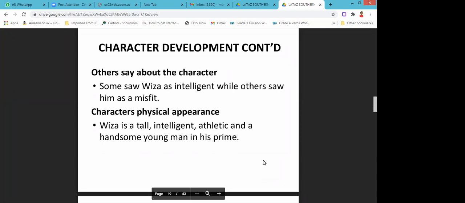Then we look at a character's physical appearance. So, what a character looks like is important, and the author will give details for us to have a visual picture of this character. So, the author says Wiza is a tall, intelligent, athletic, and handsome young man in his prime.